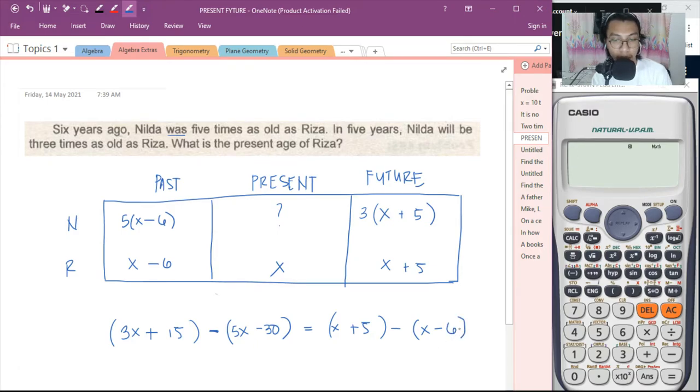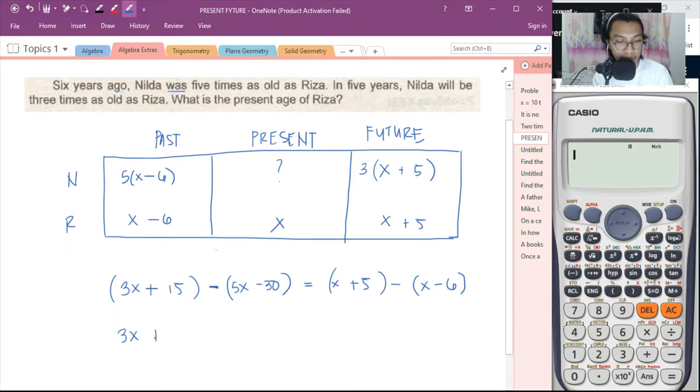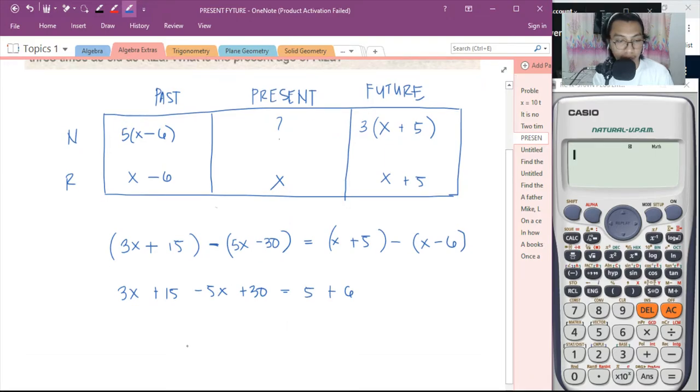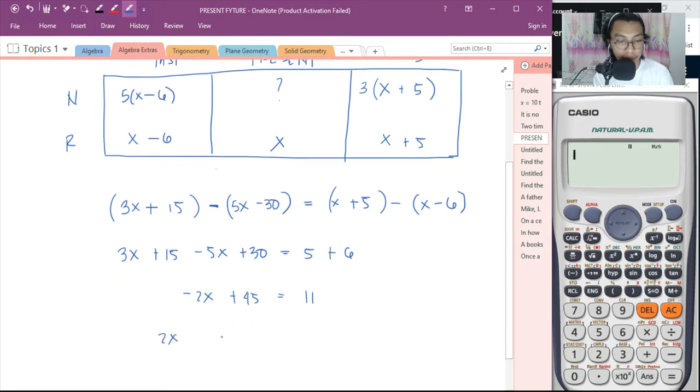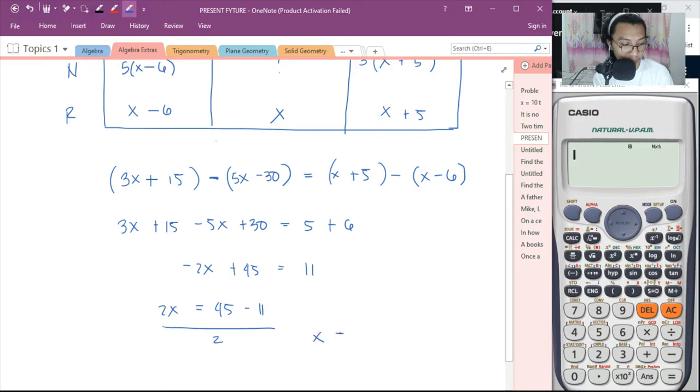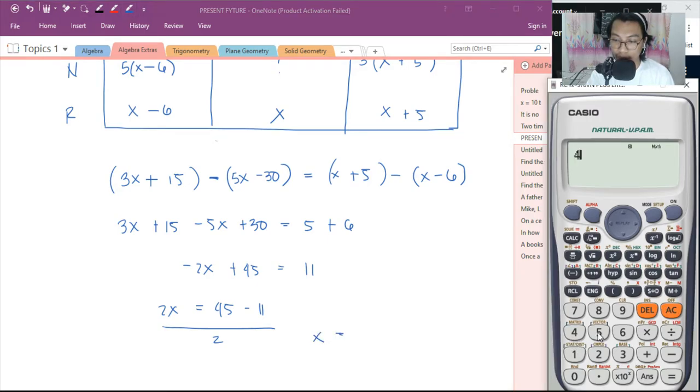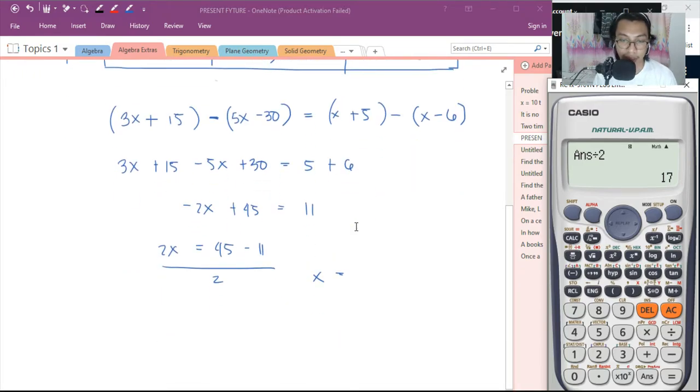Tama ba? Ayan. So, further simplifying, 3x plus 15 minus 5x plus 30 equal to x minus x, cancel na yan. Okay. 5 minus minus plus 6. Okay, simplify pa natin. 3x minus 5x, negative 2x plus 45 equal to 11. Pagsamahin natin yung magkakaparehas. 2x equal to 45 minus 11. Divide na lang natin ng 2. X will be ilan? How many years old? So, 45 minus 11. Divide by 2. So, Nilda or Risa will be 17 years old.